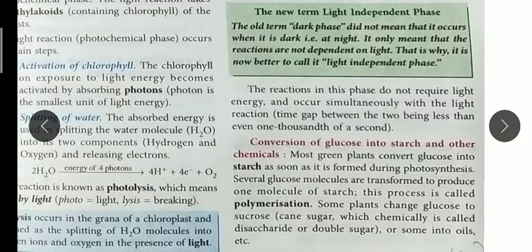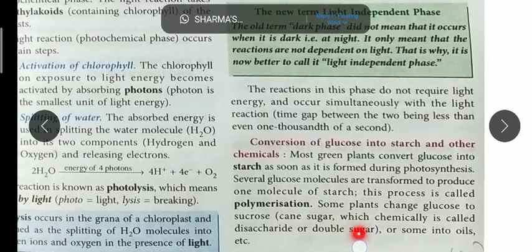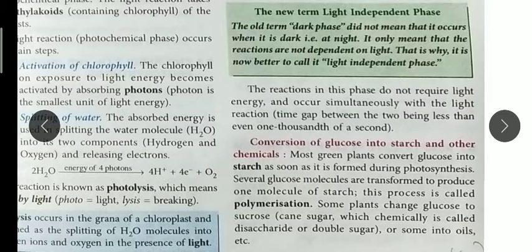Some plants change glucose to sucrose. Like sugar cane sugar, it is sucrose. It is a disaccharide, a double sugar. How is it formed? When two units of glucose combine together, it will form sucrose, or some are converted into oils and others.